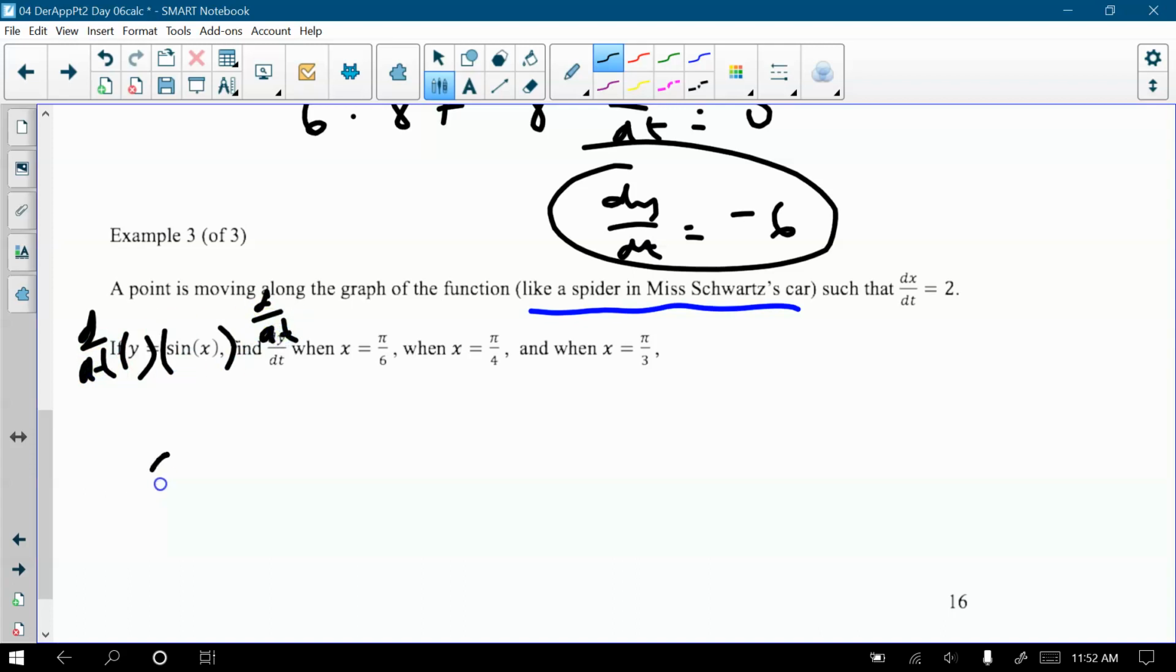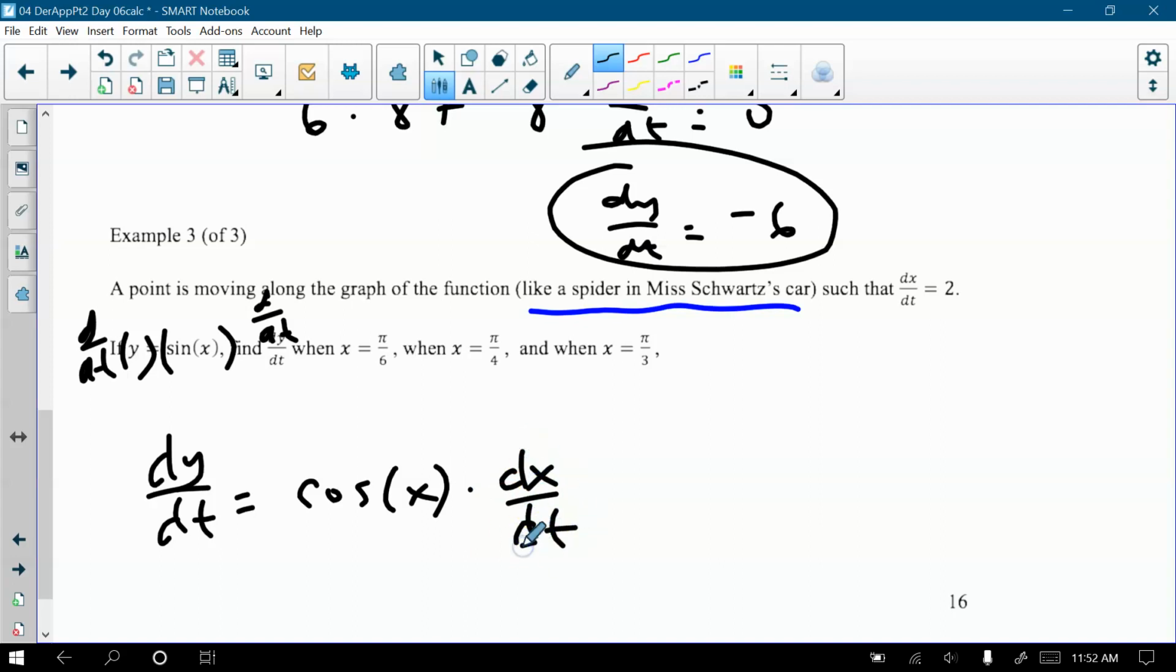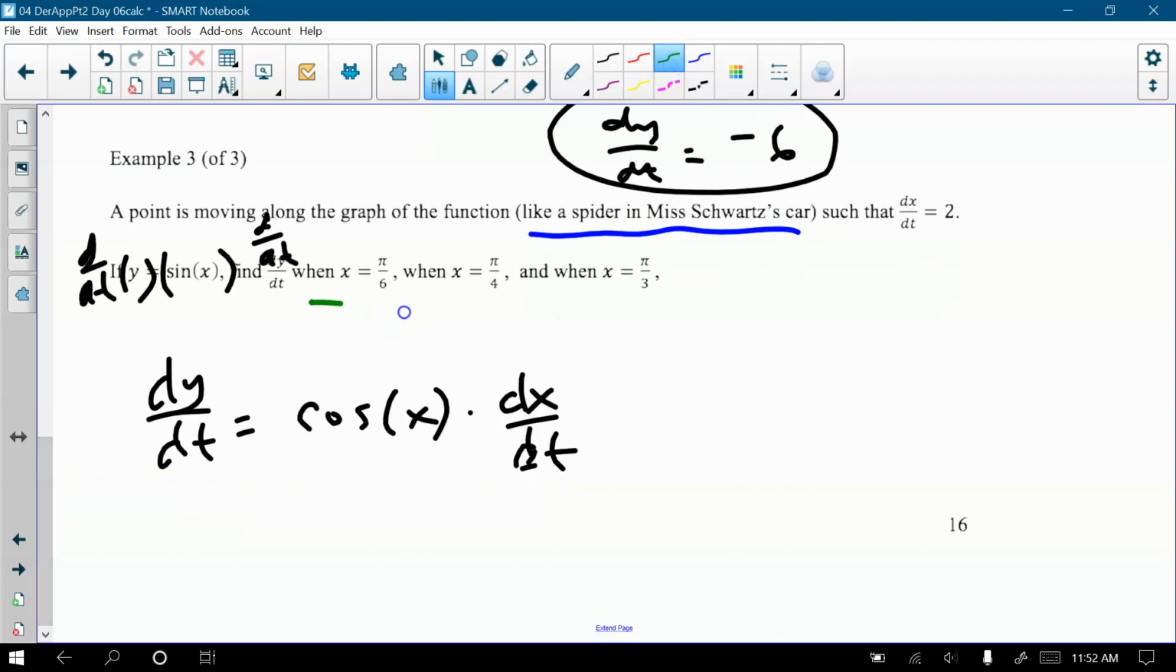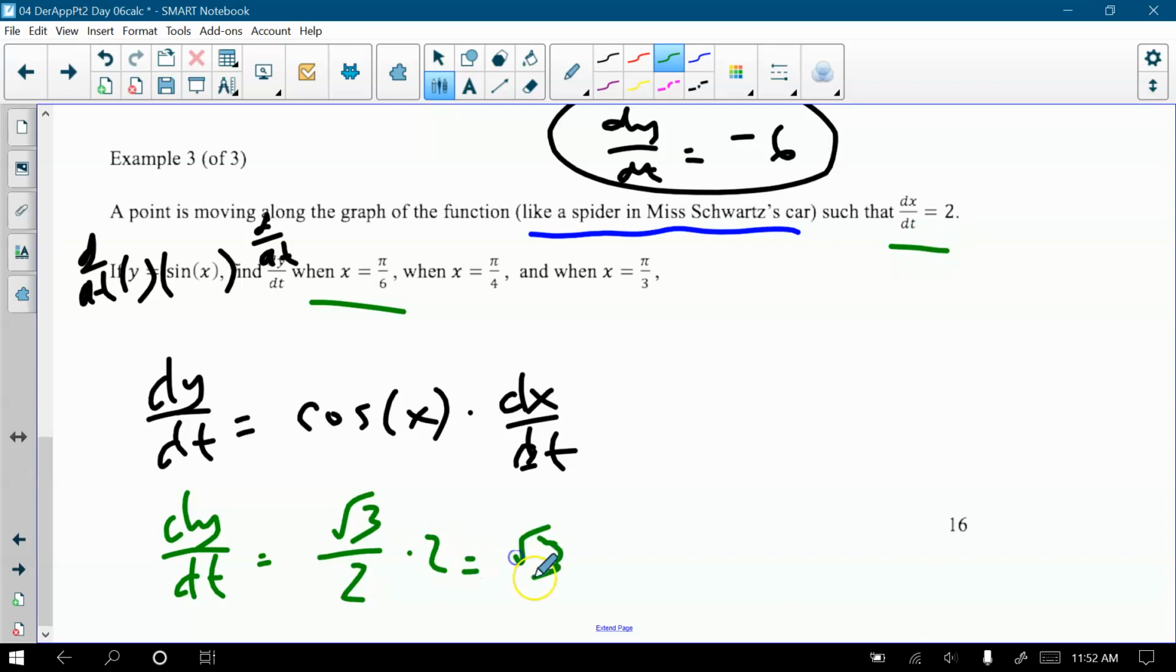I get dy/dt on the left side equals, and notice Leibniz notation is going to help here, the derivative of sine x, which is cosine of x, but I have to take the derivative of the inside for the chain rule, and the derivative of x is dx/dt. Now we have a few values to find. When x equals pi/6, dy/dt is equal to cosine of pi/6, which is root 3 over 2. In this problem, dx/dt is always equal to 2, so that's just root 3.